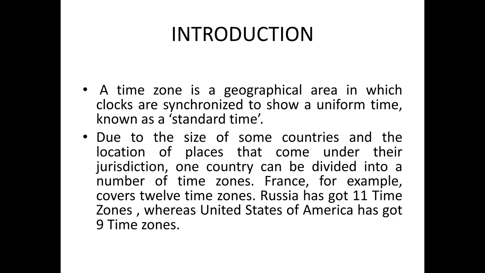For example, France has got 12 time zones, Russia has got 11 time zones, whereas USA has got 9 time zones. Though it is a single country, the magnanimity or size of the country has compelled it to divide it into different time zones so as to make it convenient, conducive, and feasible for its citizens to make optimum utilization of the time. People can make optimum utilization of the time only when they know that it is as per their compatibility.